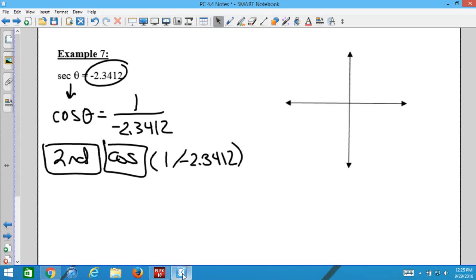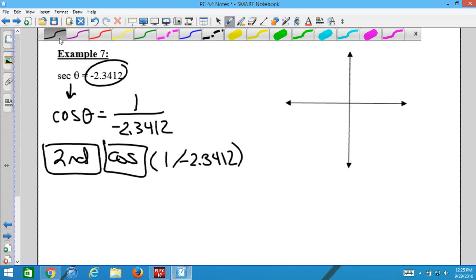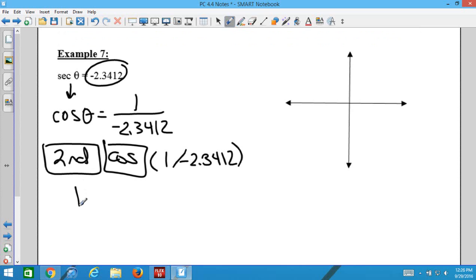Okay, so we started this right before lunch. We would type into our calculator second cosine of 1 divided by negative 2.3412. 115.3 degrees. Beautiful. And then we're going to go over here and find 115.3 degrees, about there. And that is one place that cosine is negative, which means secant is also negative.